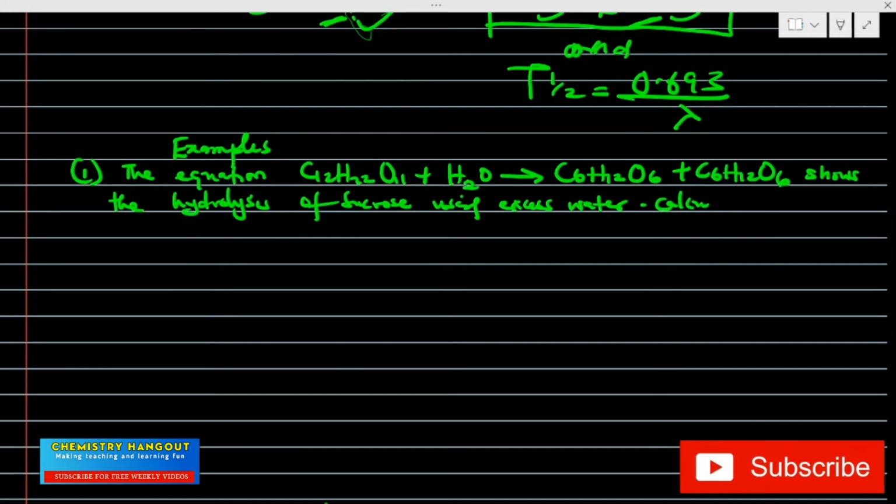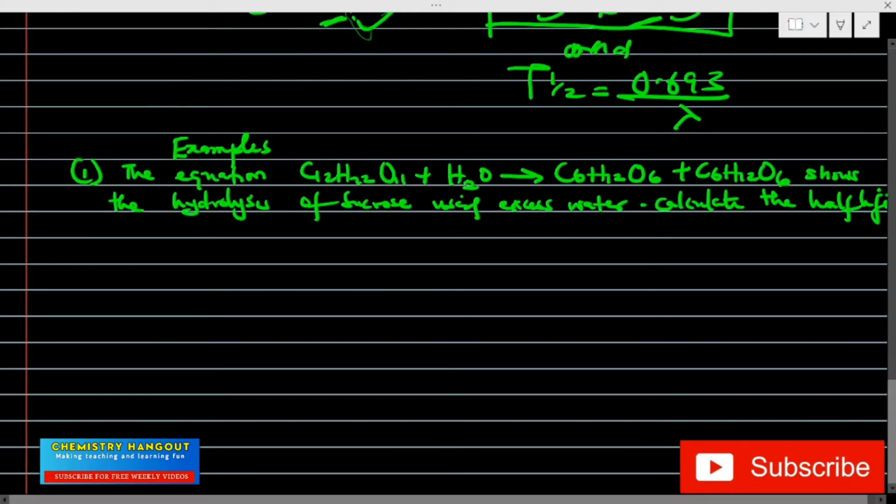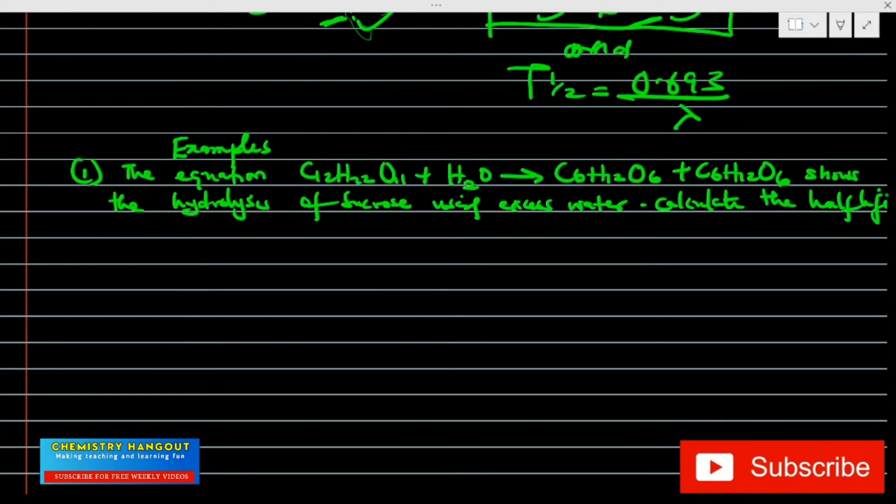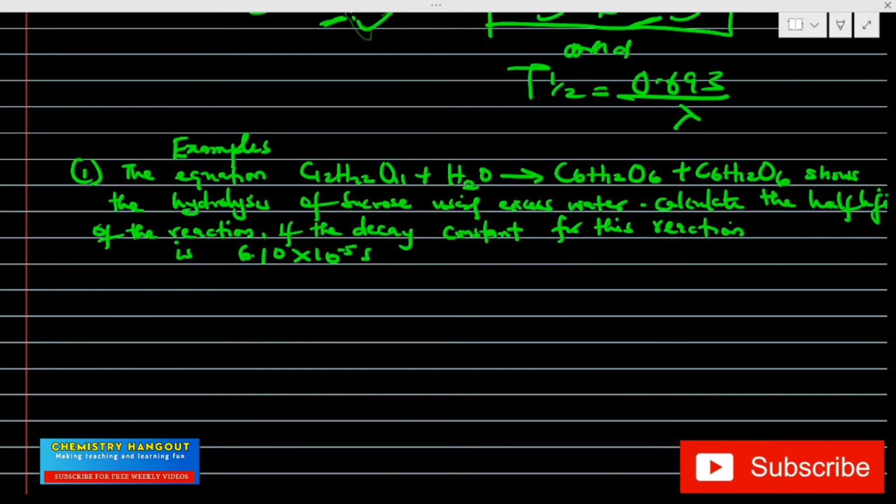Calculate the half-life of the reaction if the decay constant for this reaction is 6.10 times 10 raised to power minus 5 per second.